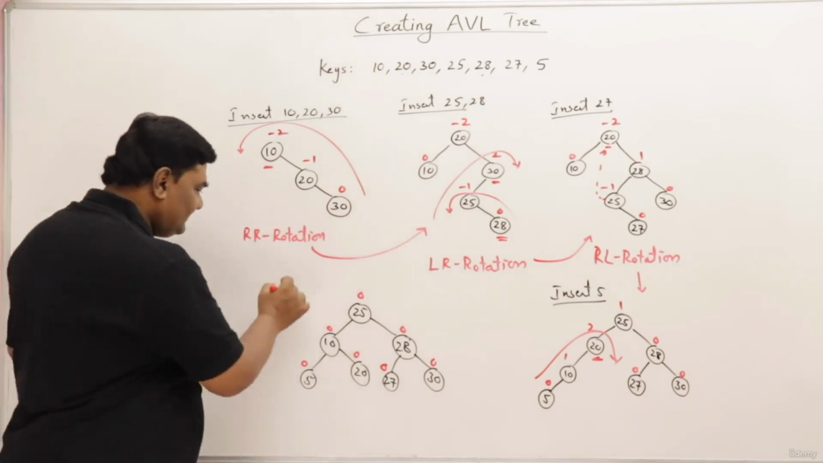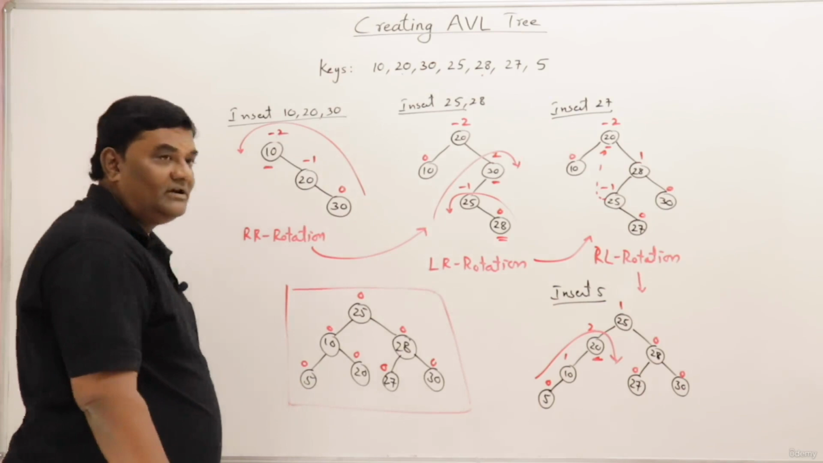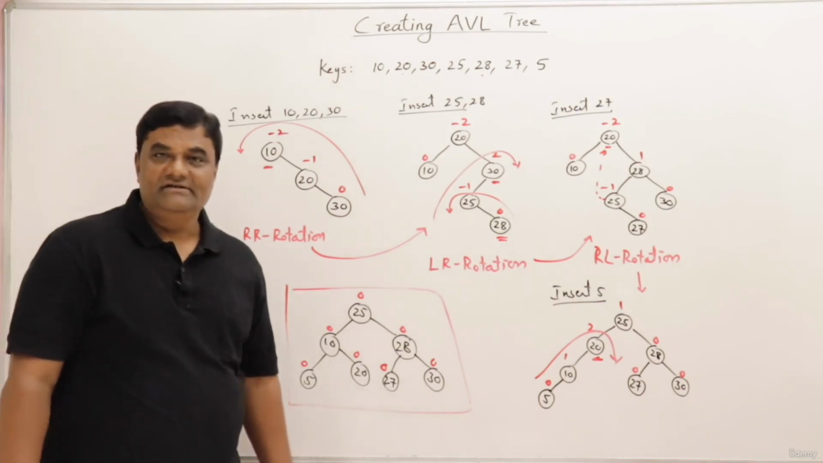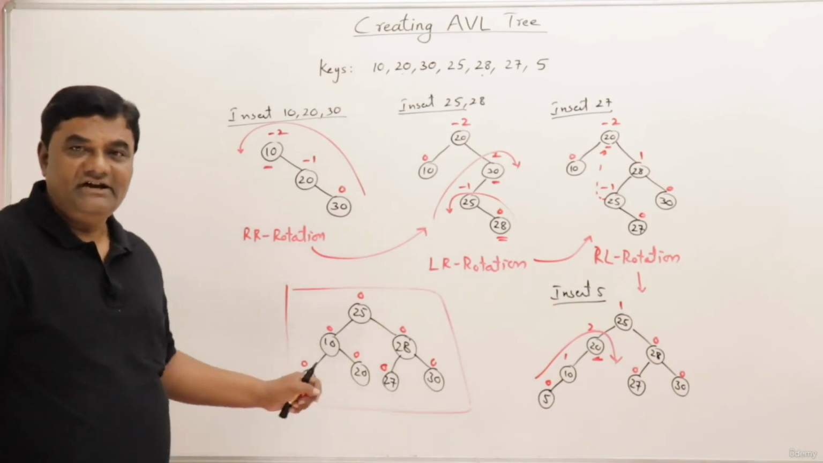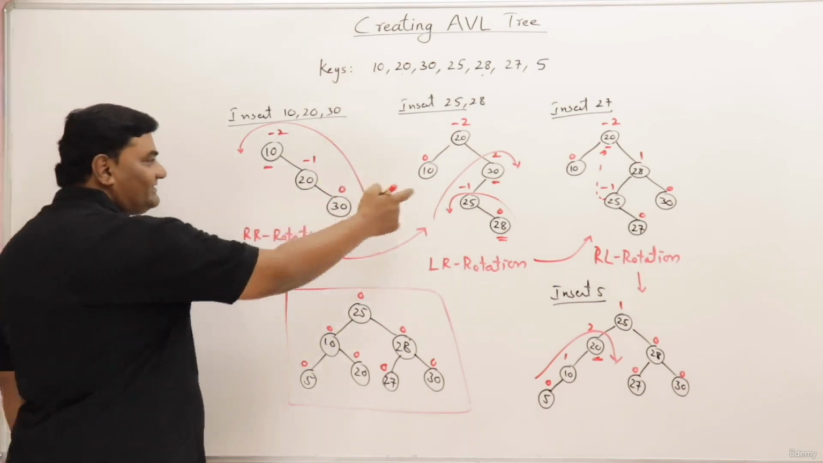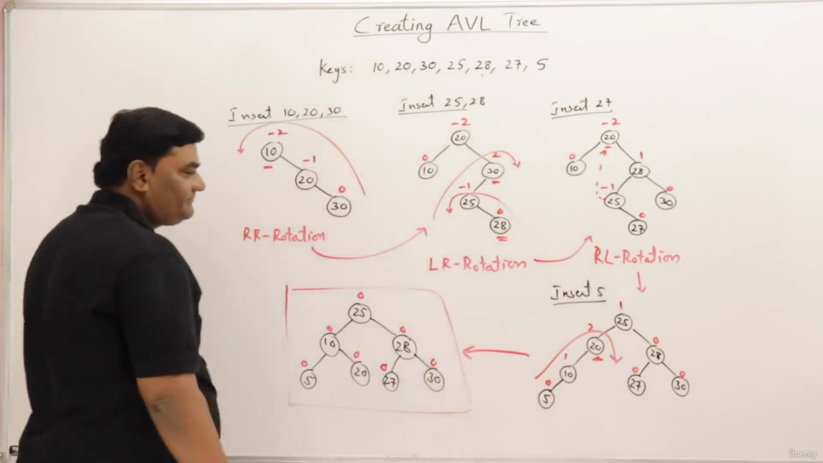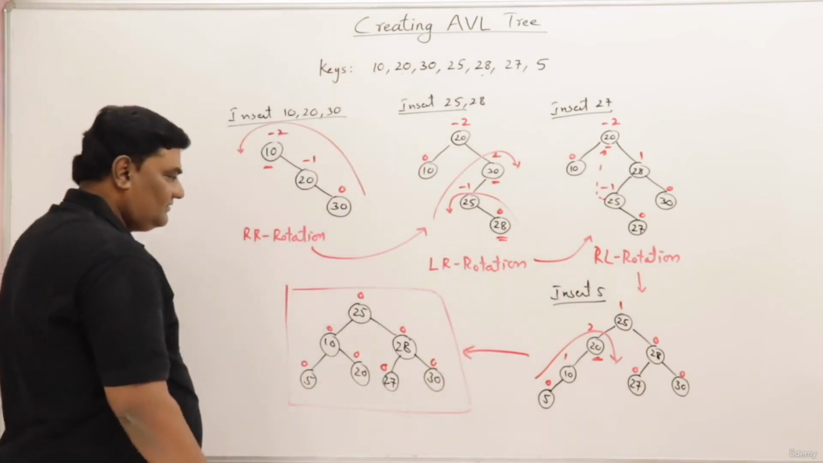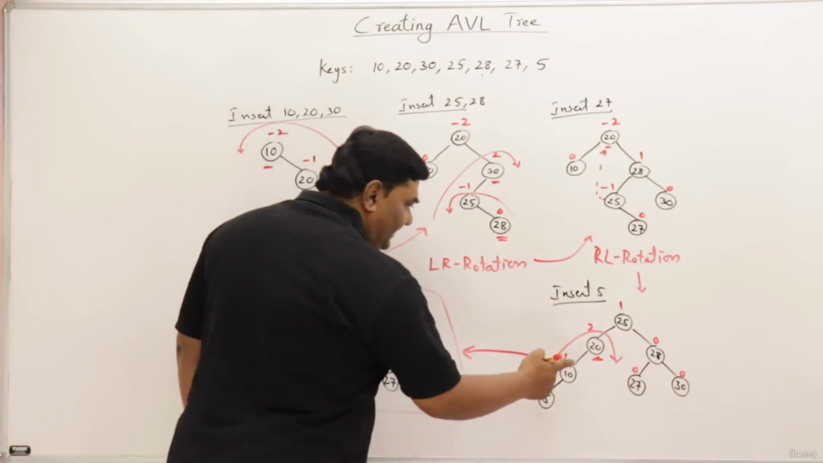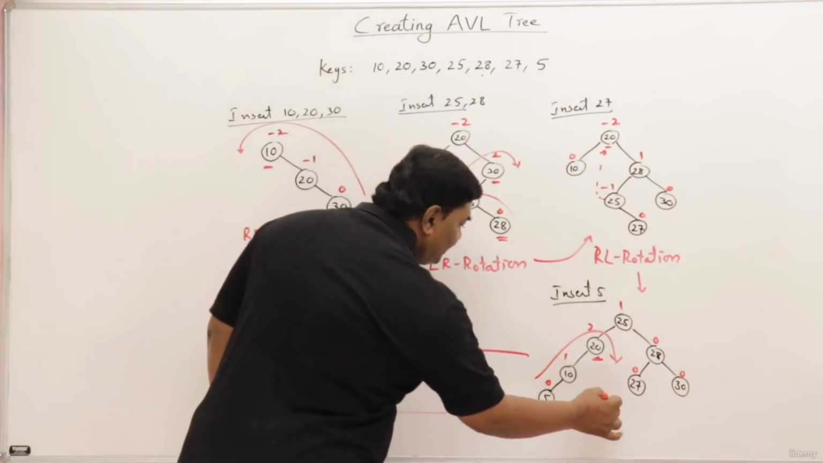So this is the final tree that we got after inserting all the keys and also balancing it simultaneously. So this is the final AVL tree, right? So this was the first one, then the second one, and the third one, fourth, and this is after rotation. This is after rotation, and which rotation we have performed? LL rotation we have performed.